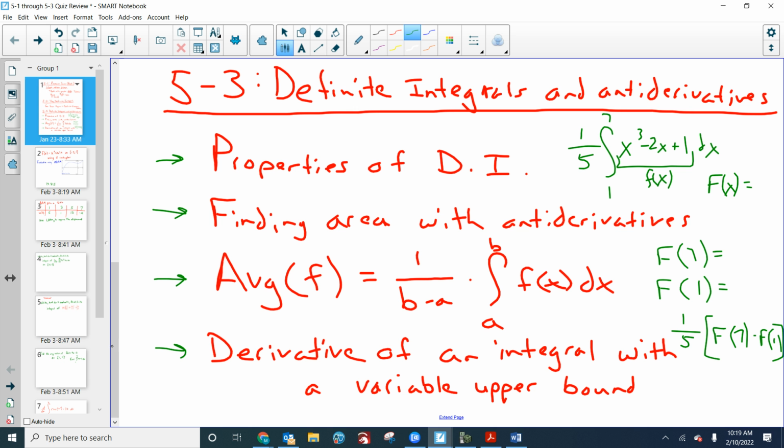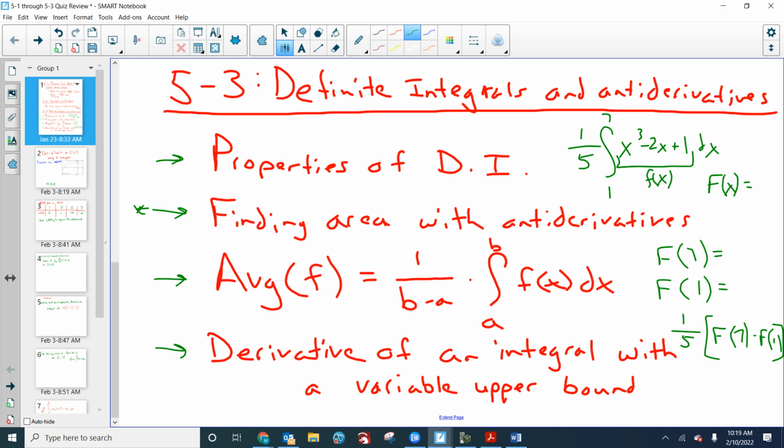All right. I kind of skipped over this part. Finding areas with antiderivatives. That is what we do most of the time, right? Here, find the integral from 2 to 5 of this function. And you calculate the antiderivative, you plug them in, subtract, area, done.